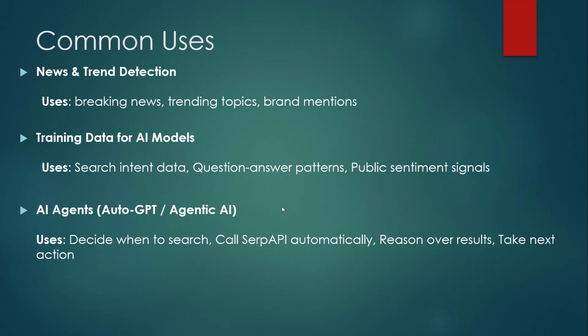And the last thing is AI agents, AutoGPT or Agentic AI. With the help of the SERP API, we can decide when to search. It would be on an event basis, so we can decide when the SERP API should be called, and what the reasoning on the result should be.